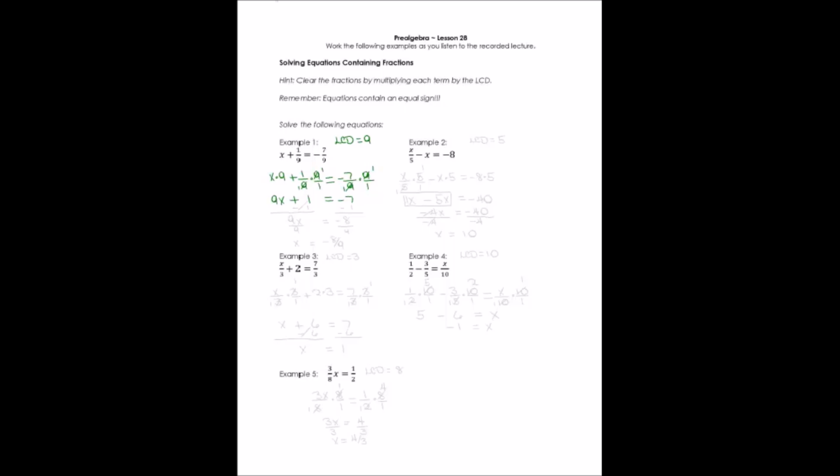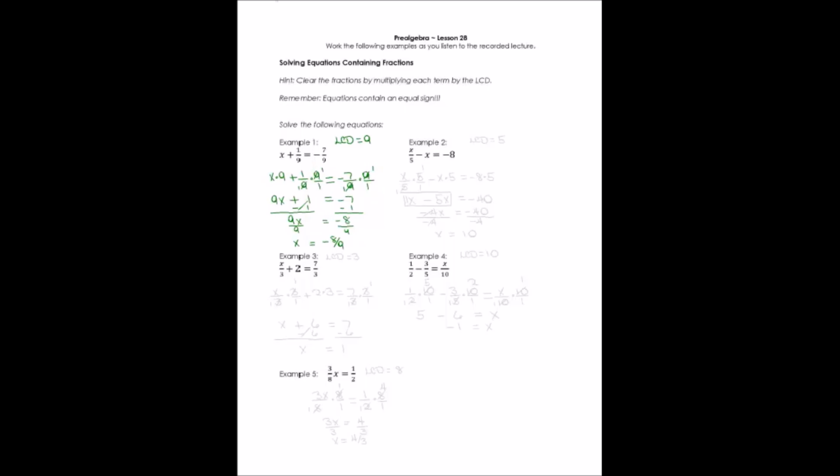Now I just follow my steps for solving equations. I'm going to subtract 1 from both sides to get that variable term isolated. I'll have 9x is equal to negative 8, and I'll divide by the coefficient of the x term, and x will equal a fraction, which is fine, negative 8/9.